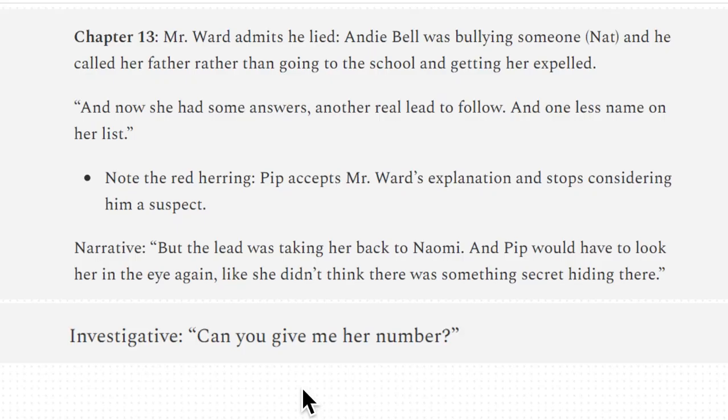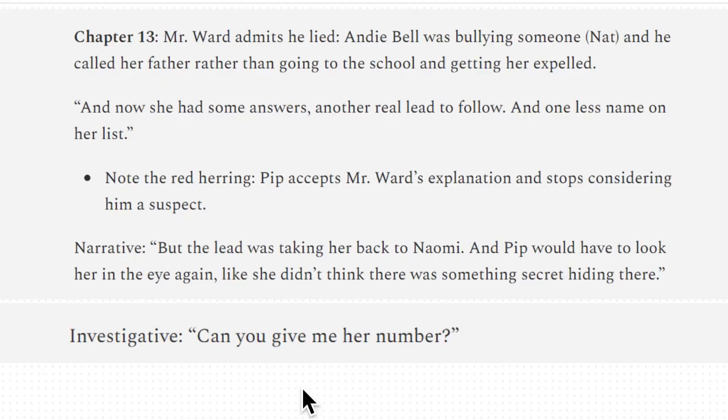I don't know if his name even gets on the person of interest list, but if it was on, it is now off. The narrative line is: but the lead was taking her back to Naomi, and Pip would have to look her in the eye again, like she didn't think there was something secret hiding there. This scene, especially this last line, repeats Pip's desire, motivation, next steps, personal stakes, and inner conflict. Her personal stakes and inner conflict all kind of center around that relationship with Naomi and Kara.